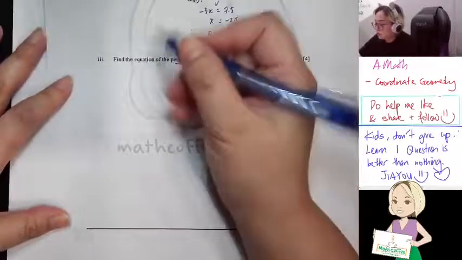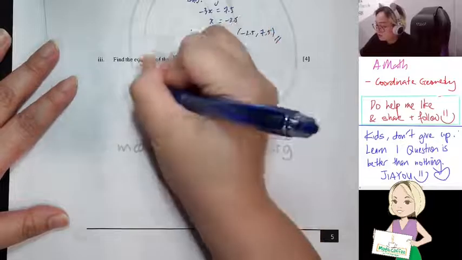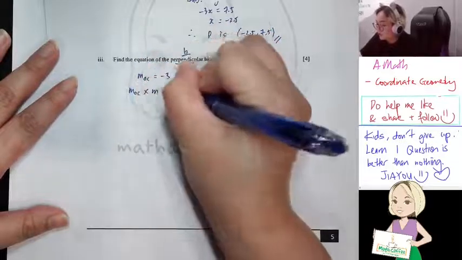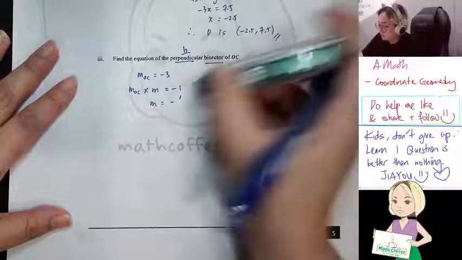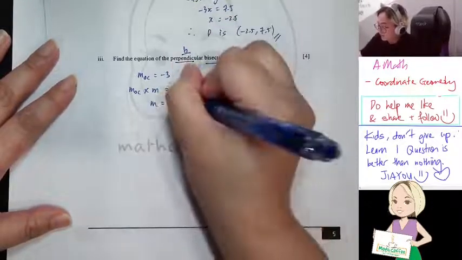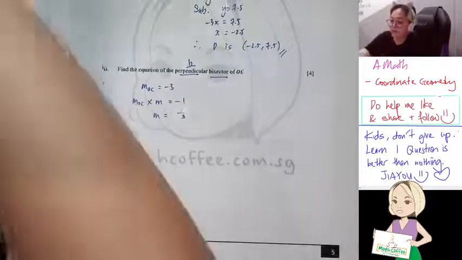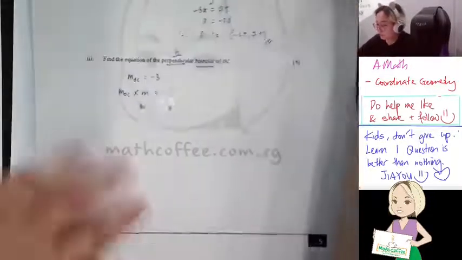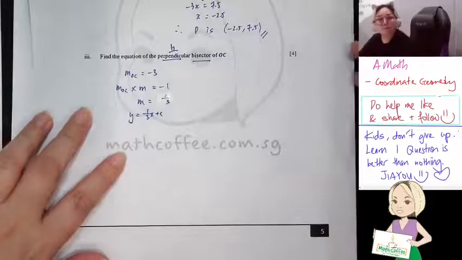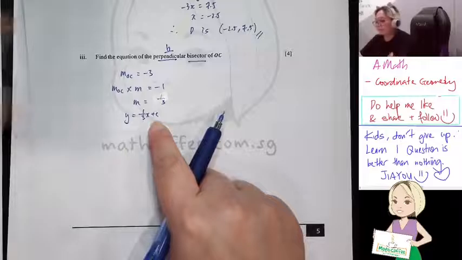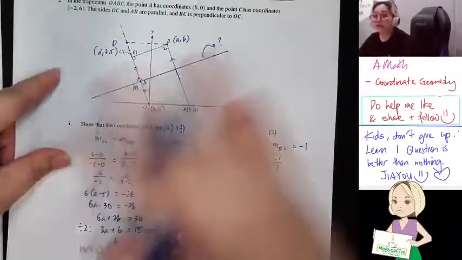So, my gradient OC was minus 3. Therefore, gradient OC times the second gradient gives me negative 1. So this gradient is 1/3, because I take minus 1 divided by negative 3. So now I can write y equals 1/3 x plus c. Then I need a point which is on the line, right? Currently, I don't have any point yet.